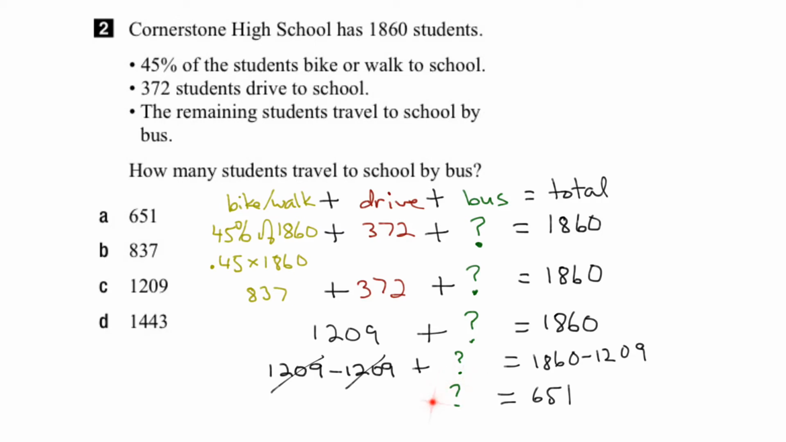And the question mark represents the number of students that take the bus. Therefore, we can say that 651 students take the bus to school.